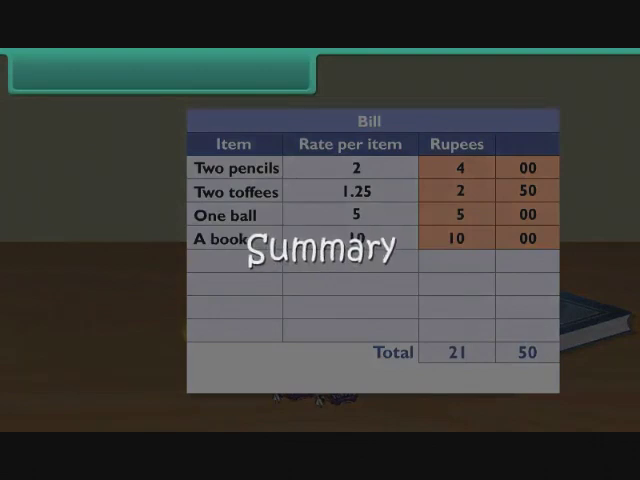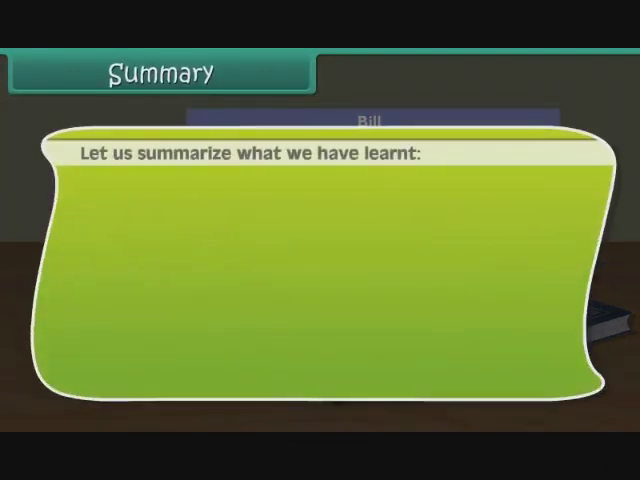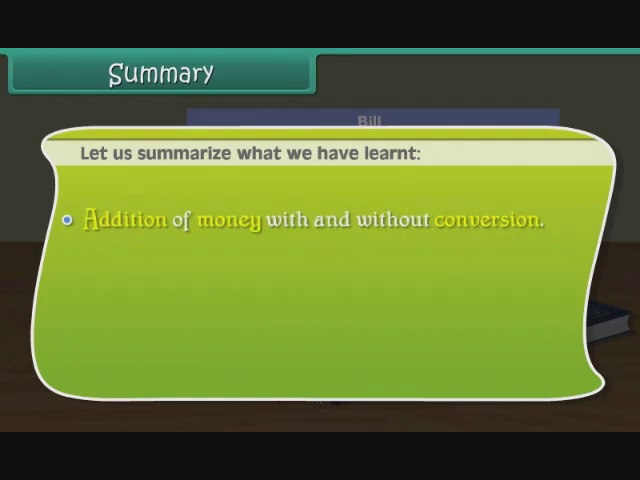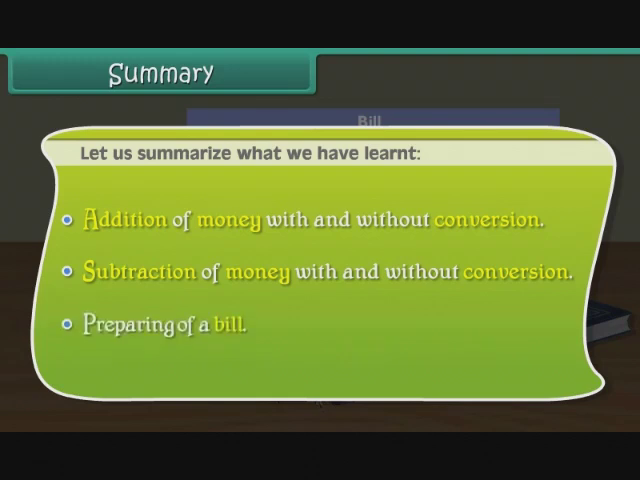Summary. Let us summarize what we have learned. Addition of money with and without conversion. Subtraction of money with and without conversion. And preparing of a bill.